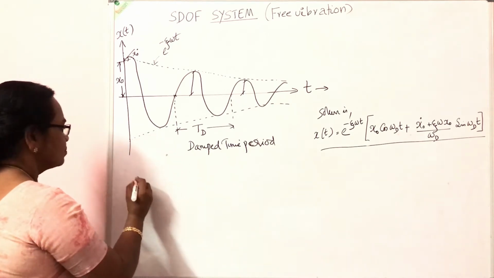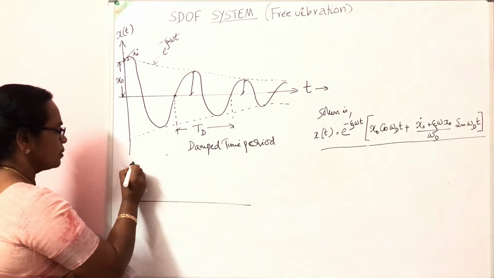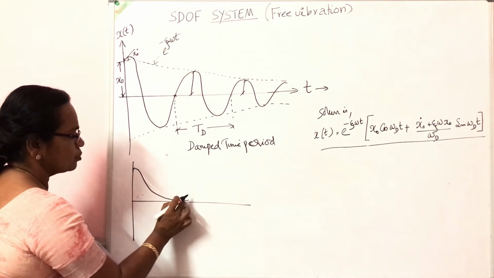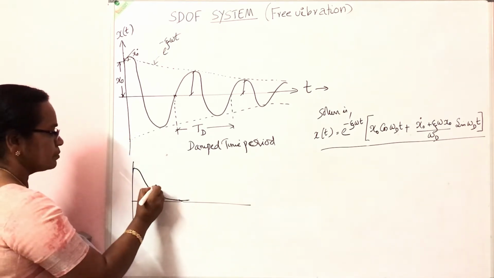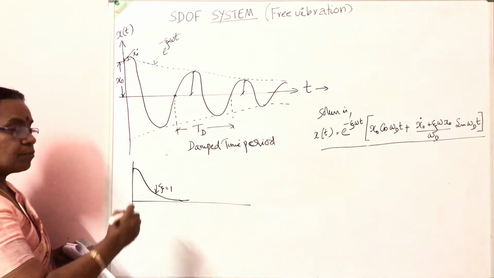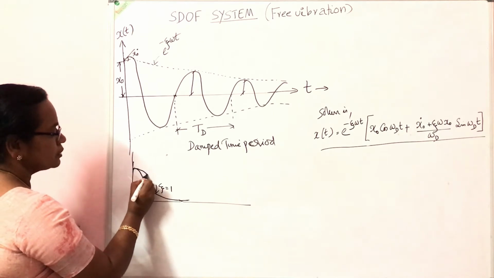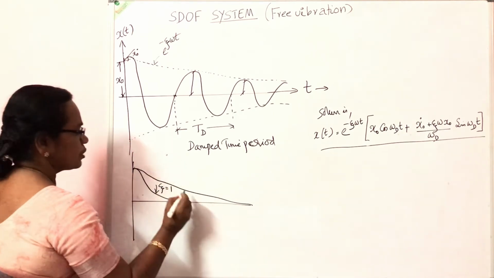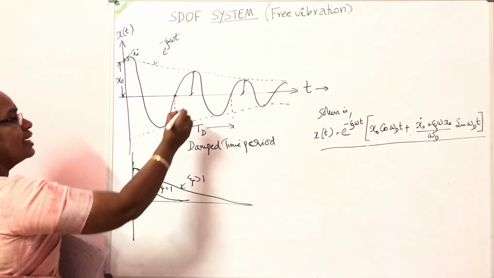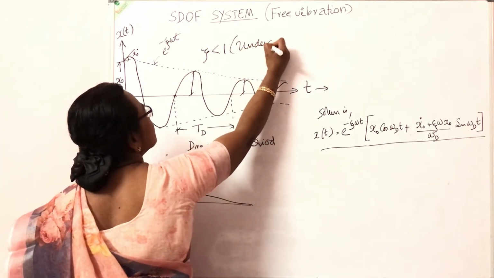What about the previous case? In a critically damped system, where ξ is equal to 1, the system starts from the initial displacement and suddenly comes back to the neutral position. When ξ is greater than 1, it is an overdamped system, which starts from the initial position and slowly comes back to the neutral position. And this is the case when ξ is less than 1, underdamped.